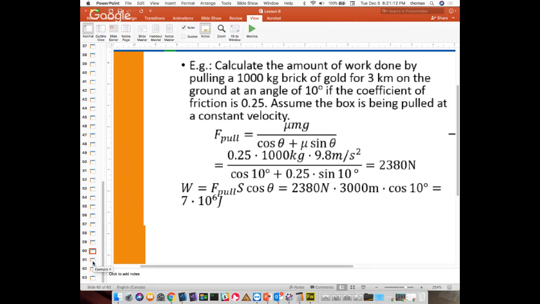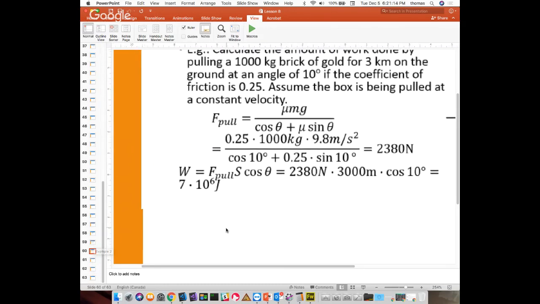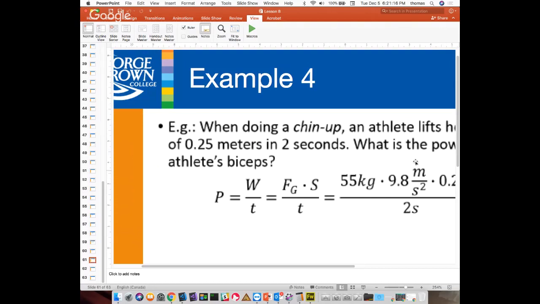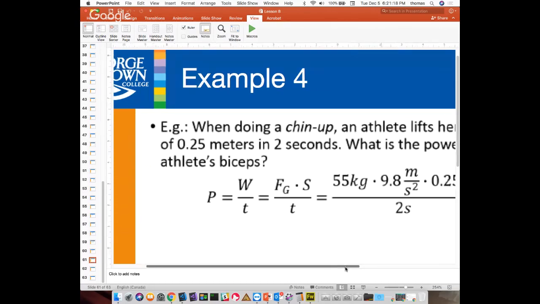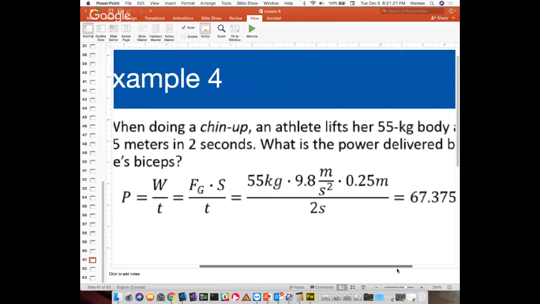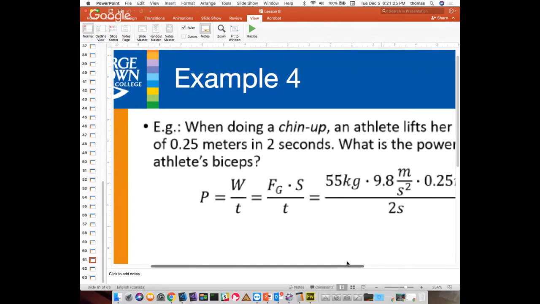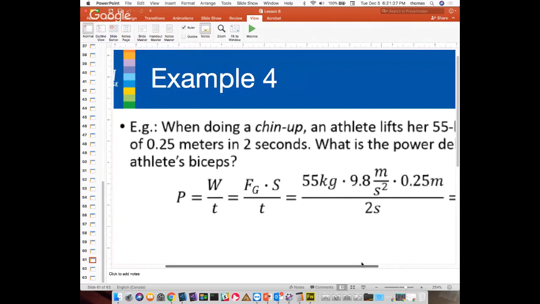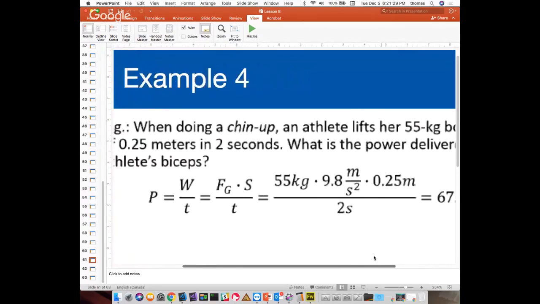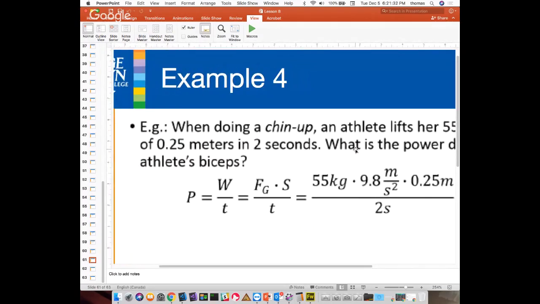Okay, problem number 4. This is interesting. When doing a chin-up, an athlete lifts her 55-kilogram body a distance of 0.25 meters in 2 seconds. What is the power delivered by the athlete's biceps? We know that power is equal to work over time. In this particular case, we have the force of gravity times the displacement.